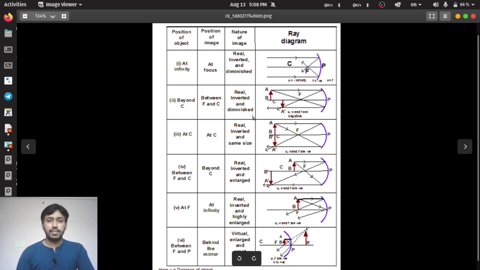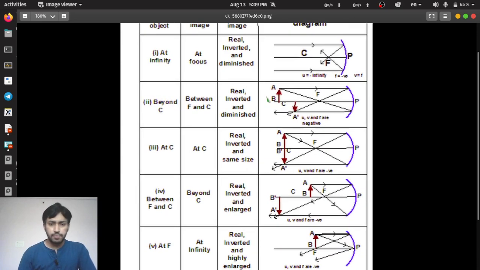Now second case, in second case you can see the object is beyond C. Okay, here this P is called pole of the mirror, here the focus of the mirror, and this is center of curvature, and you know that focal length is basically half of the radius of curvature. Okay, so basically F will be located at midway between the C and P. Okay, so come to the point, beyond C, if this is the object, that means far from the C. So what will happen?